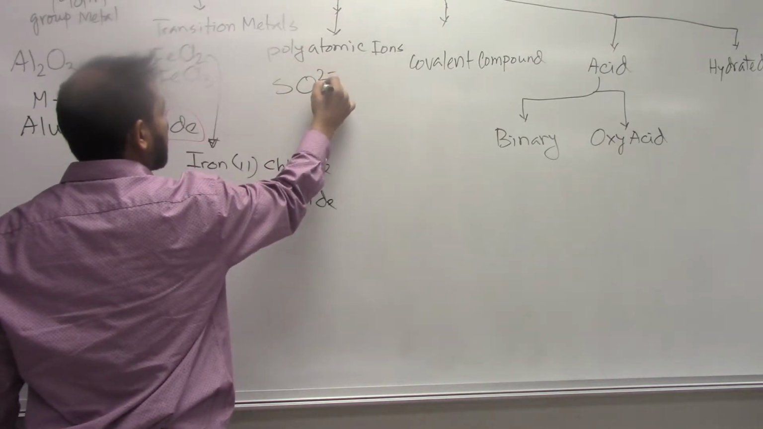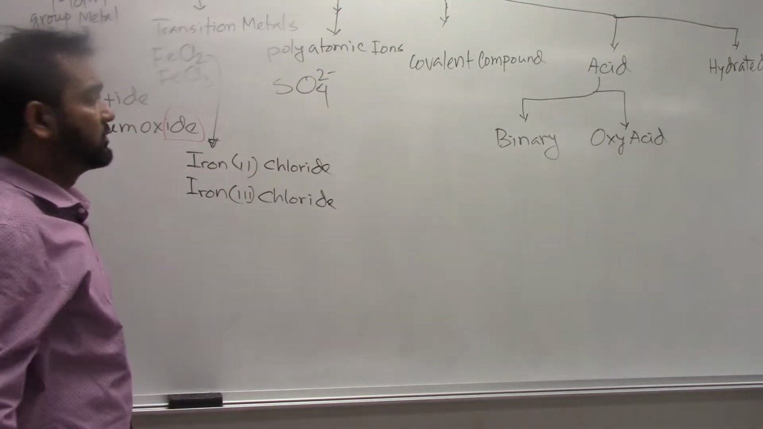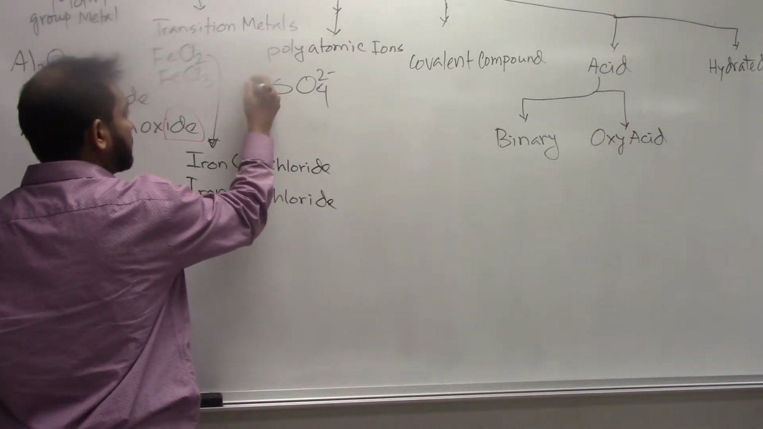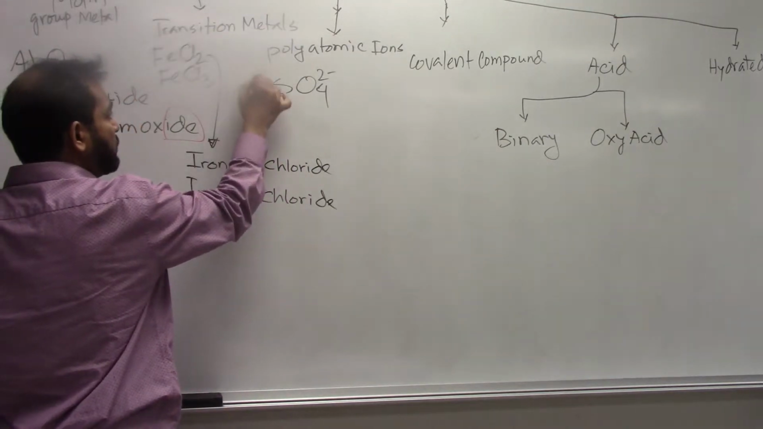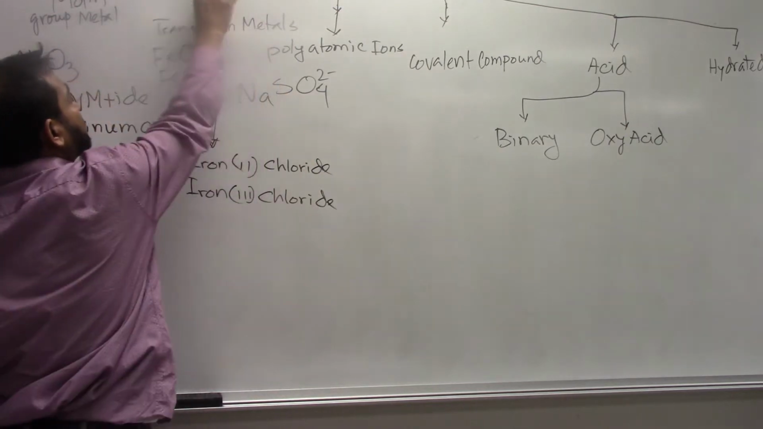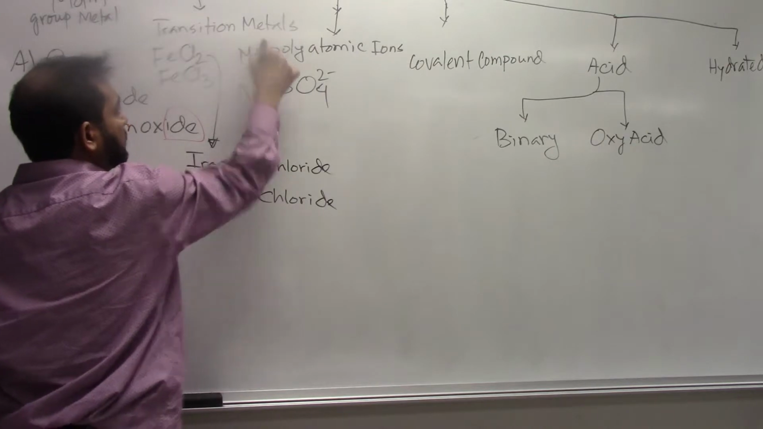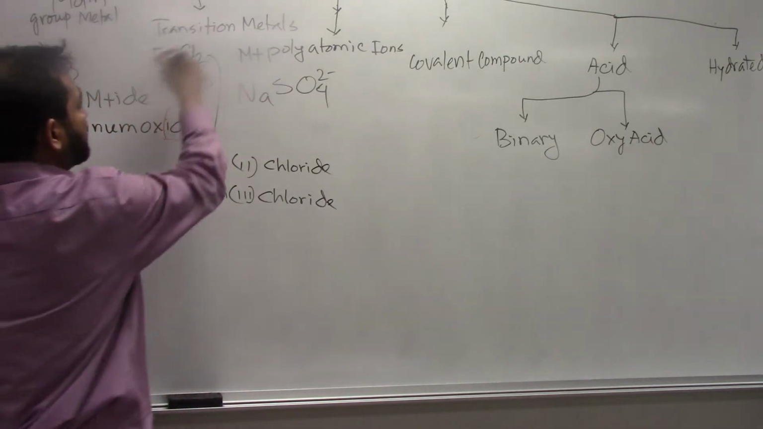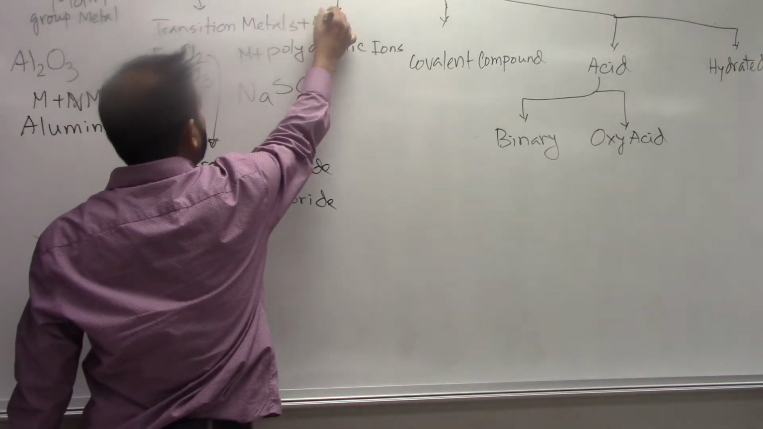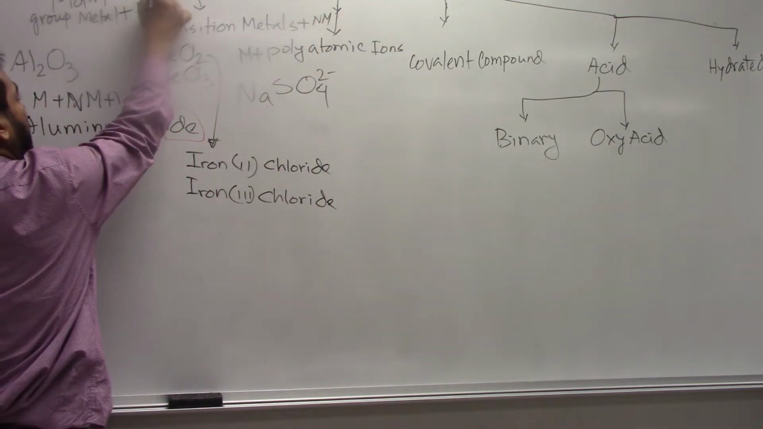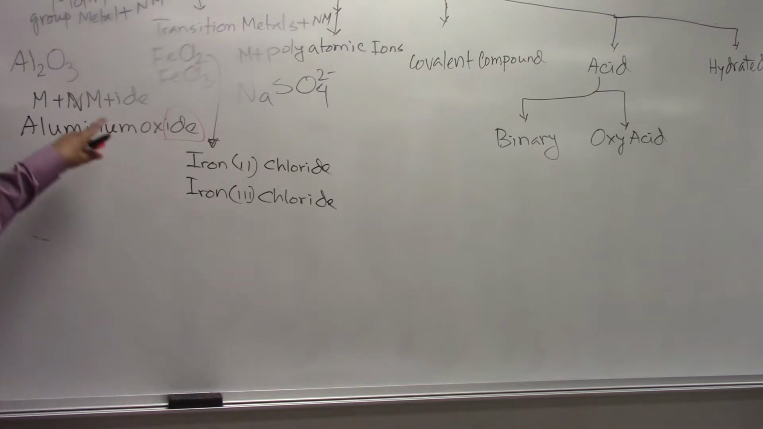Sulfate, right? Sulfate is a polyatomic ion. These polyatomic ions, for instance, combine with a metal because it is an ionic compound. So, a metal with a polyatomic ion. Transition metals with non-metals, right? So main group metal plus non-metals, right? That's how it is made, you see?